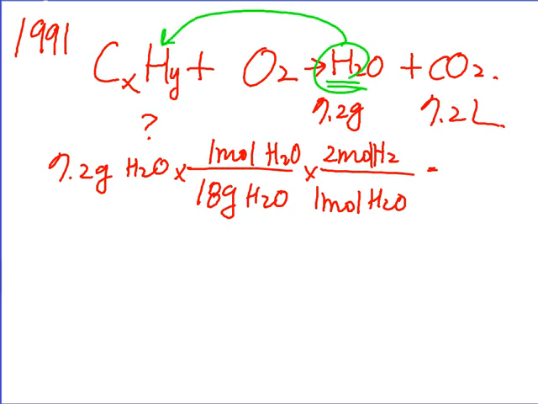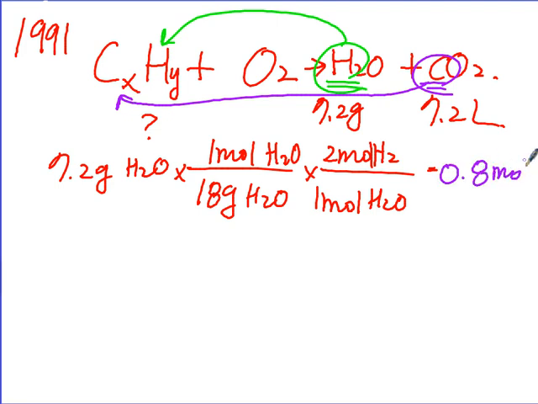Same thing happens with carbon. All of this carbon comes straight from the hydrocarbon. For every 1 mole of H2O, I have 2 hydrogens, so it's 2 moles of hydrogen. When I do the math, I get 0.8 moles of H total.